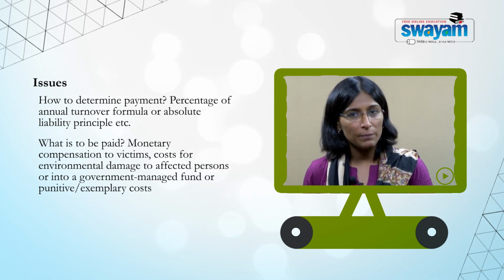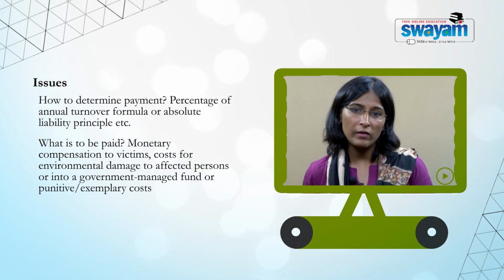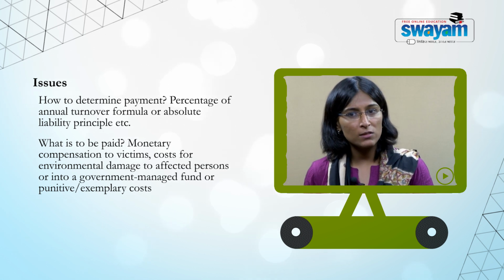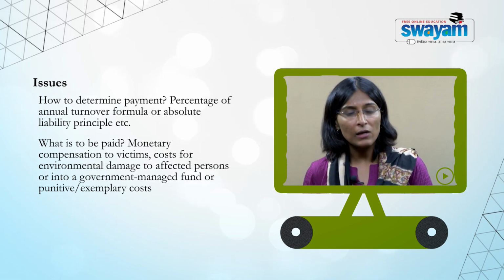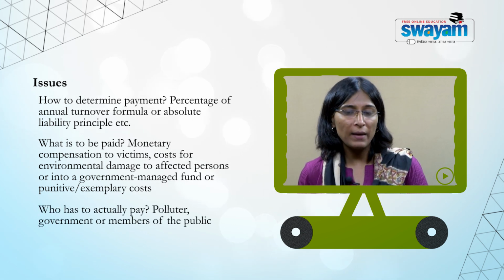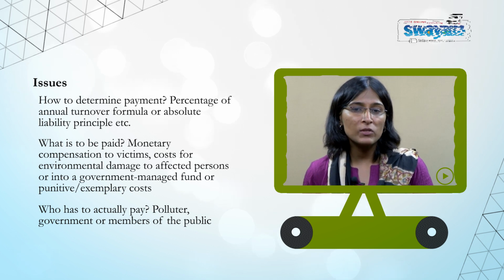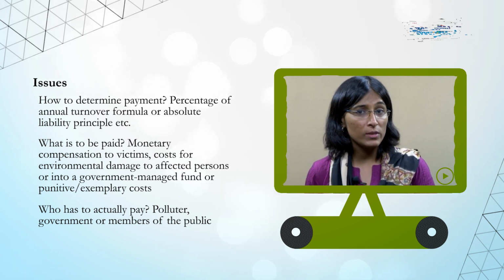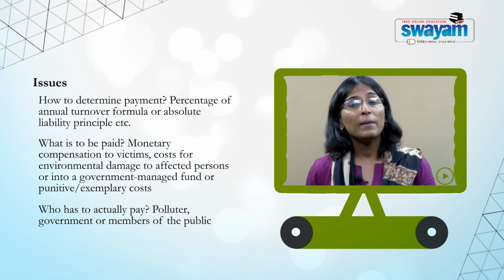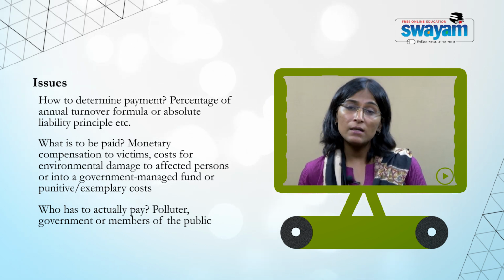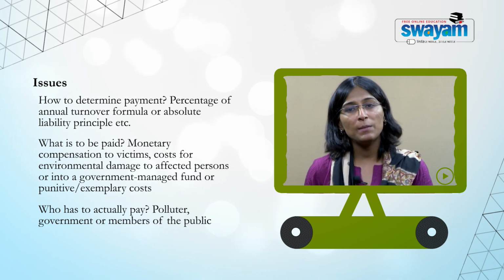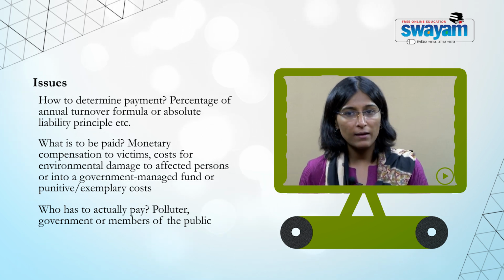What is to be paid by the polluter is also an important question. Should it be monetary compensation to victims, costs for environmental damage to affected persons, or into a government managed fund, or punitive or exemplary costs. The final question is, who has to actually pay? Since it is the polluter pays principle, the traditionally held view is the polluter has to pay. But in certain cases, the government may have to pay, or in certain other cases, the costs may actually be passed on to members of the public.